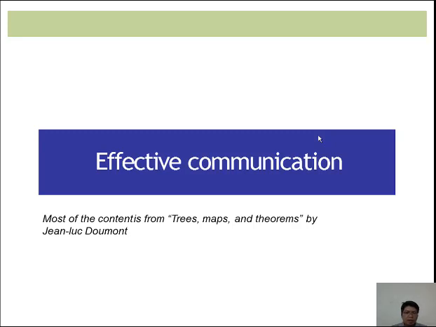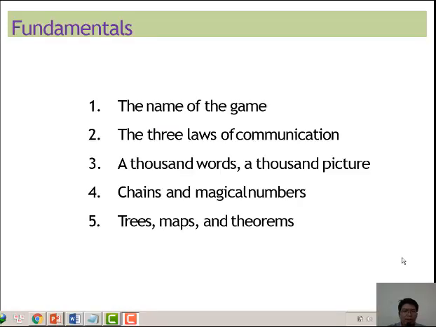Next part is how to give proper, effective communication. There are five things to cover. First one, name of the game. Next, laws of communications. Next, 1,000 words or 1,000 pictures. Next, chains and magical numbers. Last is trees, maps, and theorems.